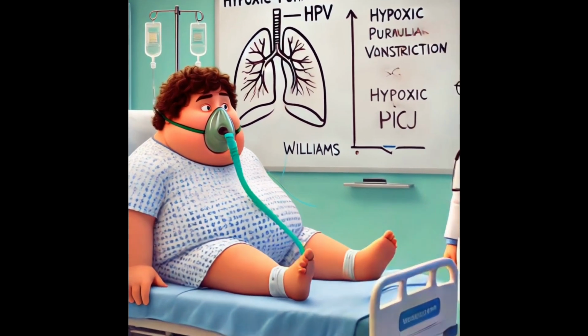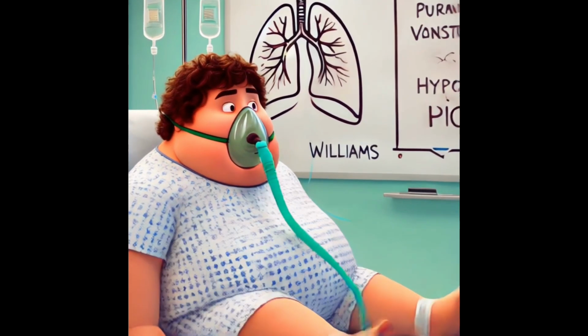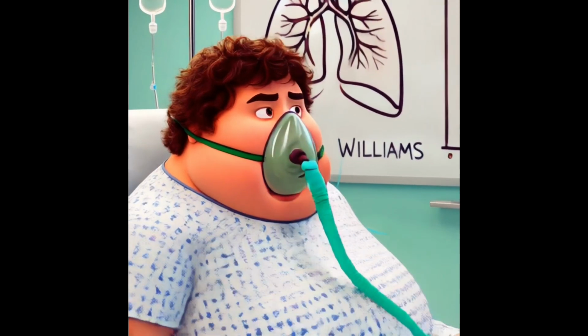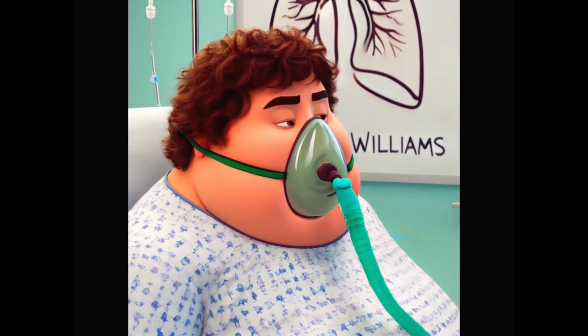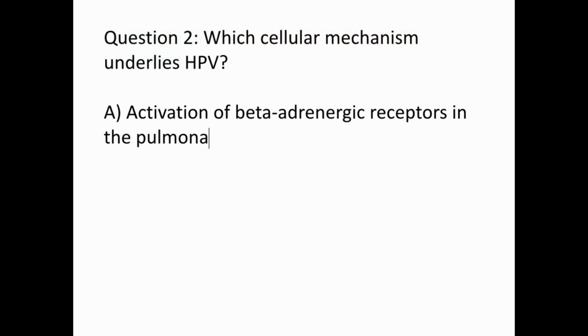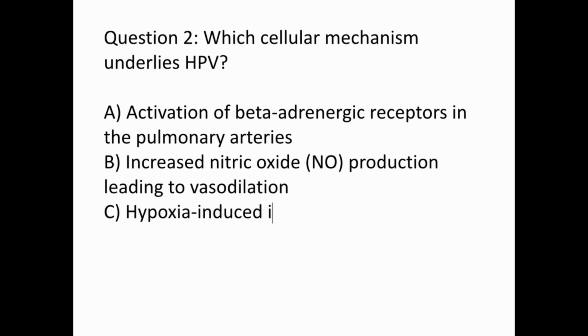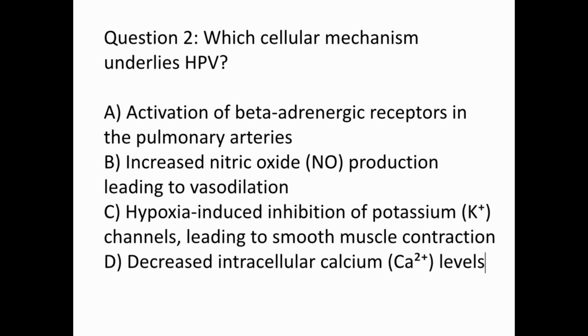However, prolonged or widespread HPV can contribute to pulmonary hypertension and worsening hypoxia. Question 2. Which cellular mechanism underlies HPV? A. Activation of beta-adrenergic receptors in the pulmonary arteries. B. Increased nitric oxide, NO, production leading to vasodilation.